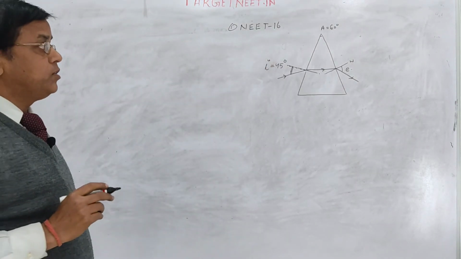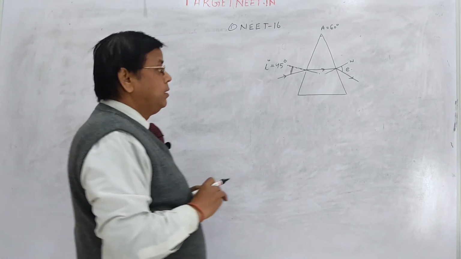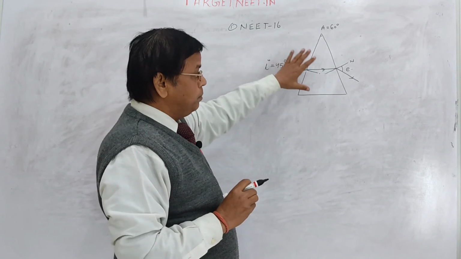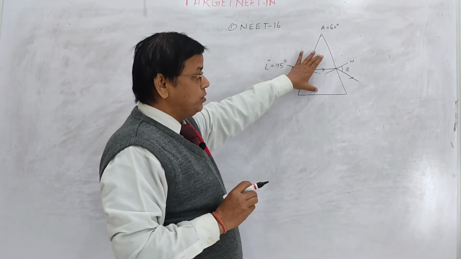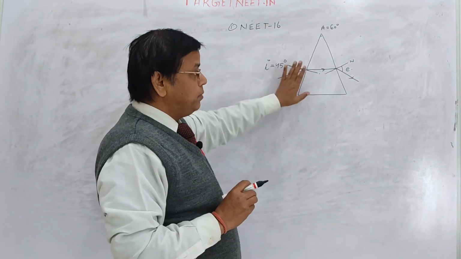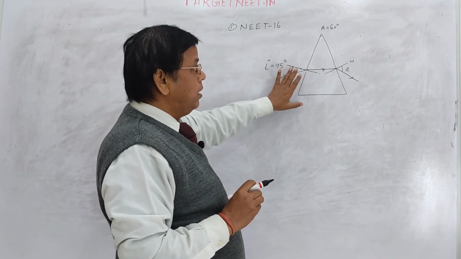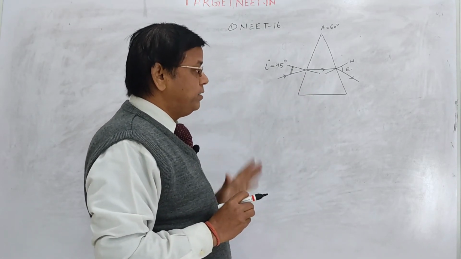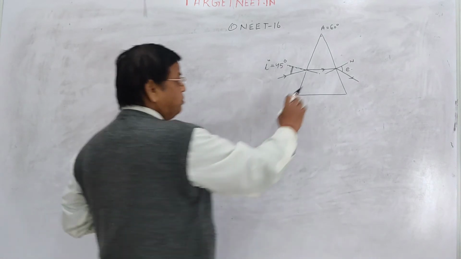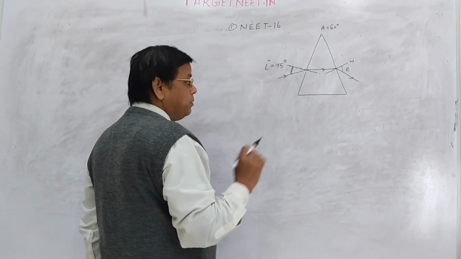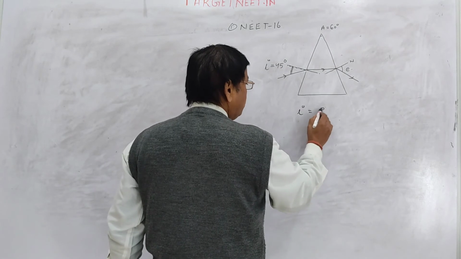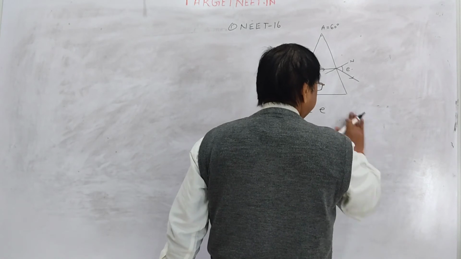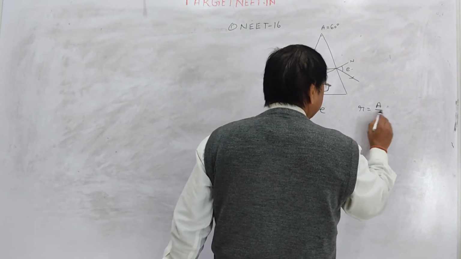This is NEET 16 question, and question is that prism angle is 60 degree and angle of incidence is 45 degree. Prism is kept in minimum deviation position. So find minimum deviation and refractive index of prism. These two things we have to find. So if prism is in a state of or condition of minimum deviation, then I is equal to E, R is equal to A by 2. This we know.